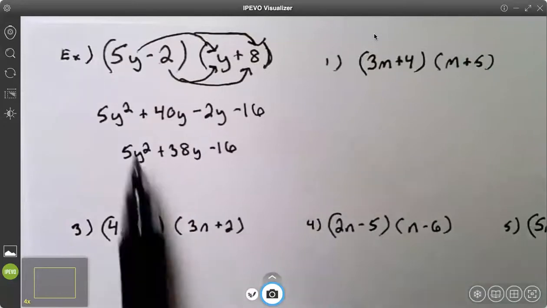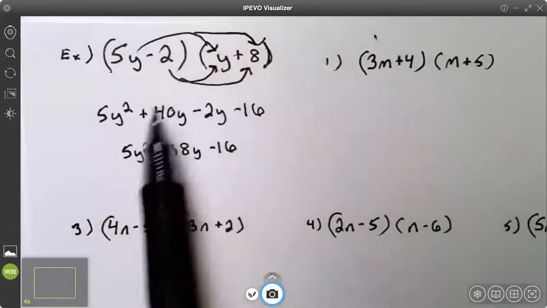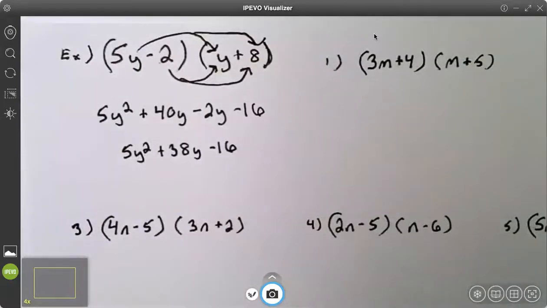But you'll always get four terms. When you multiply two terms times two terms, you'll get four terms. And if I multiplied three terms times three terms, we would get 9 terms before we simplified. Give number 1 a try.